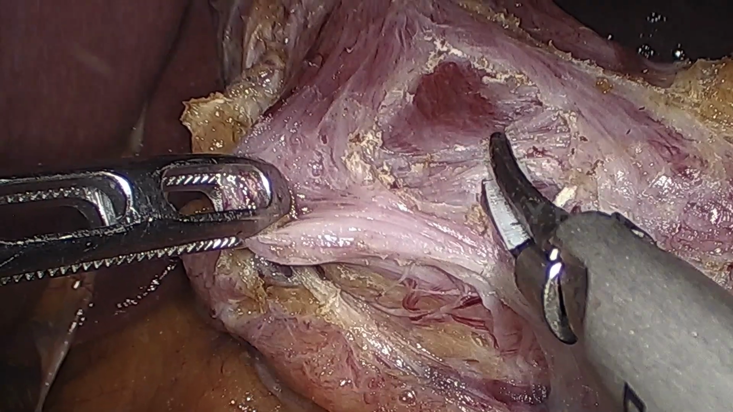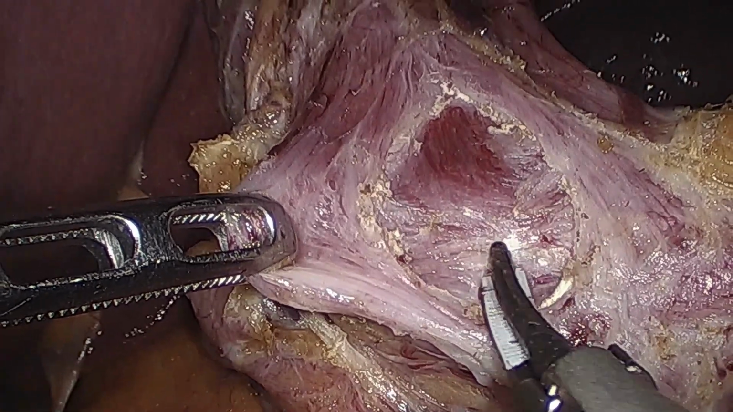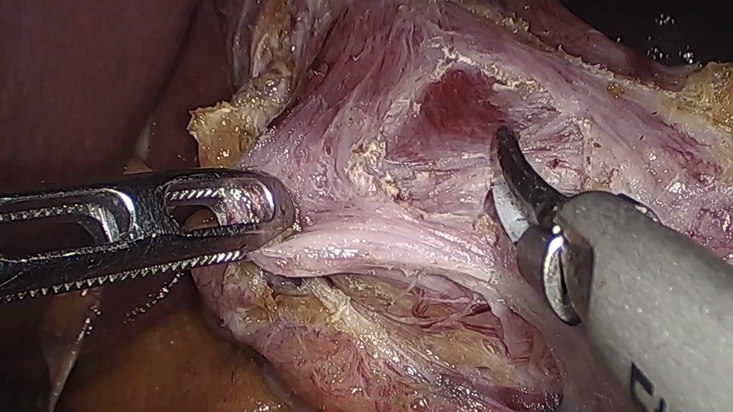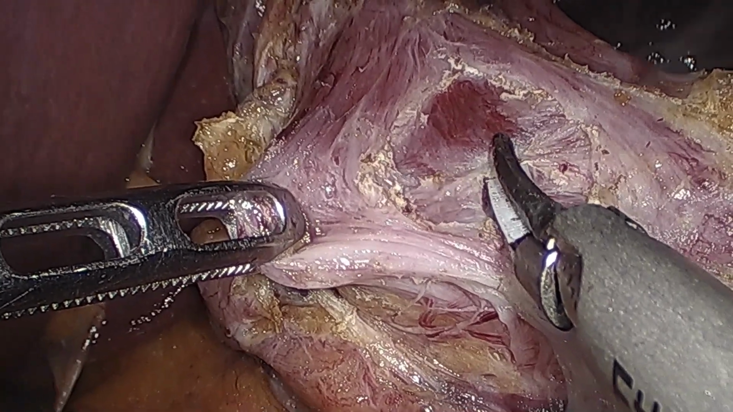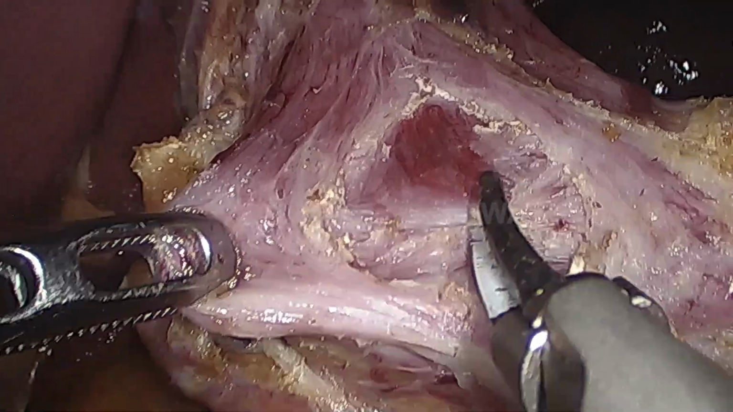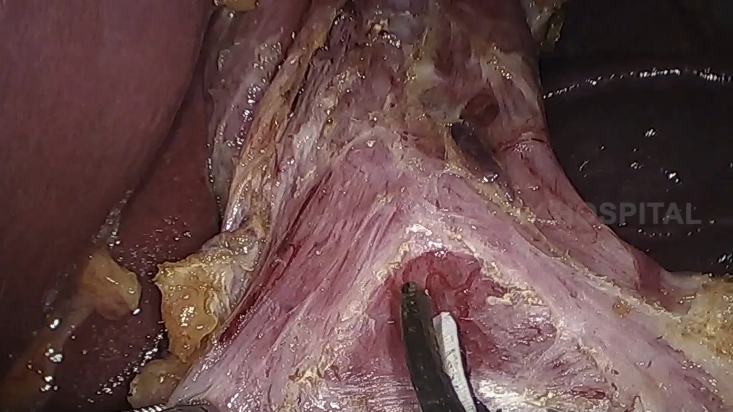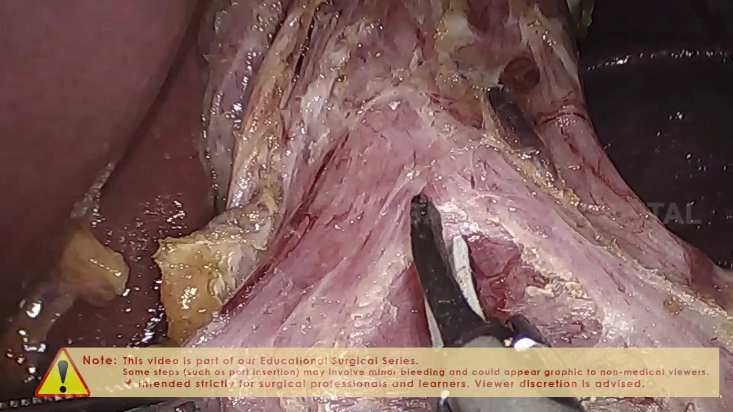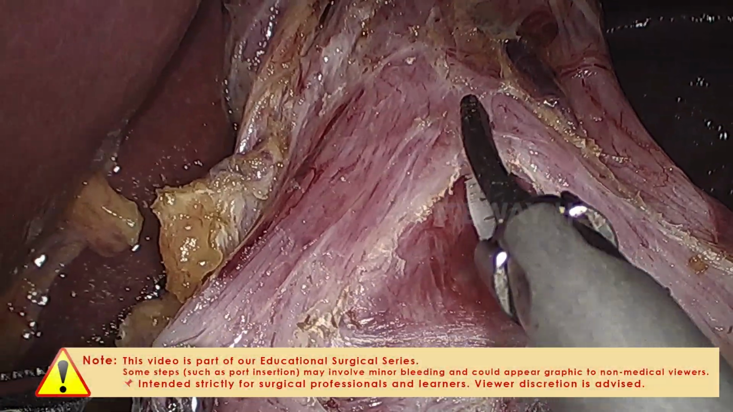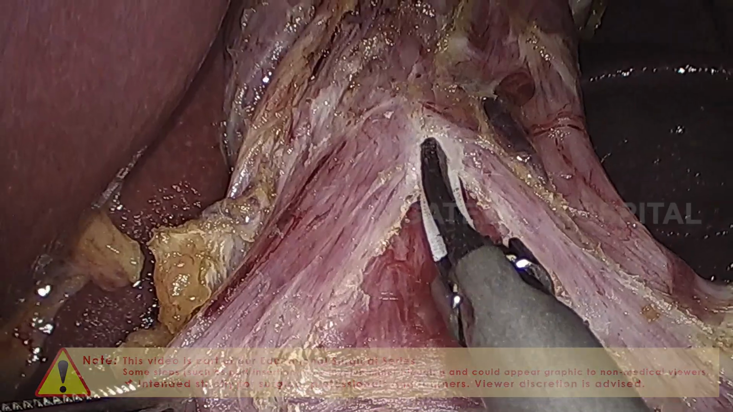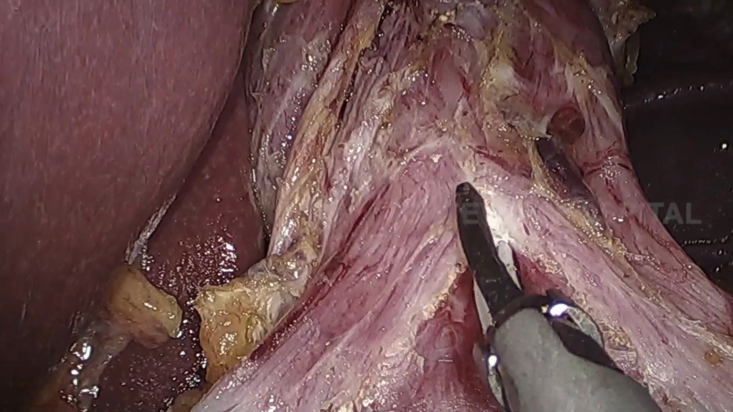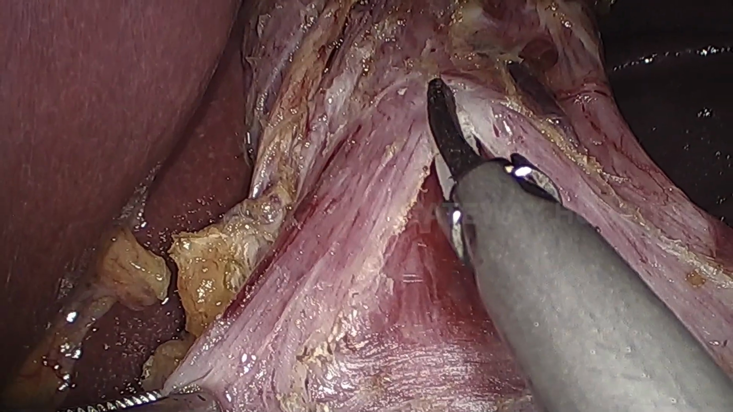You can use different types of instruments, but normally what we use is a harmonic shear, and while using this harmonic shear, the active blade, the vibrating blade should be kept away from the mucosa so that it will not perforate the mucosa.